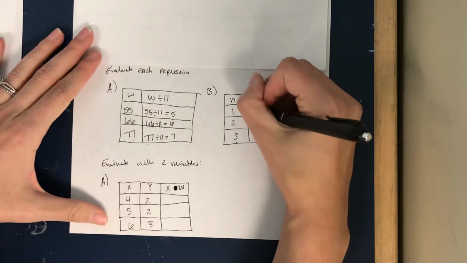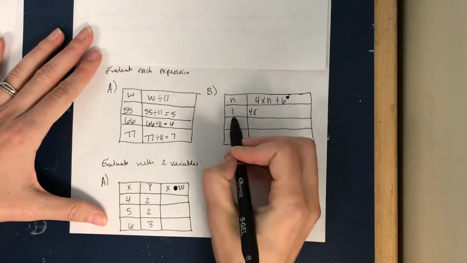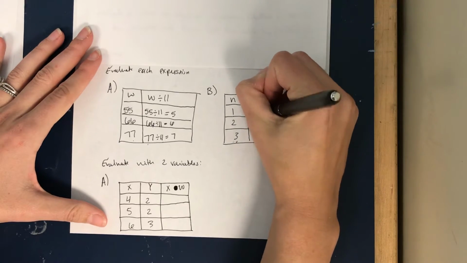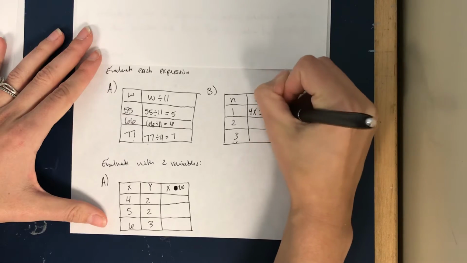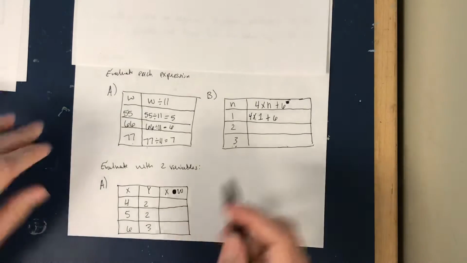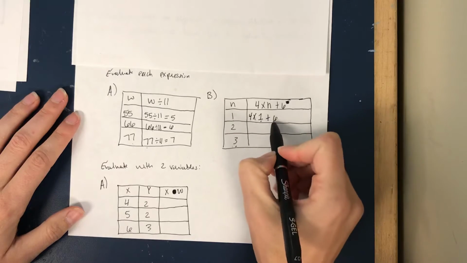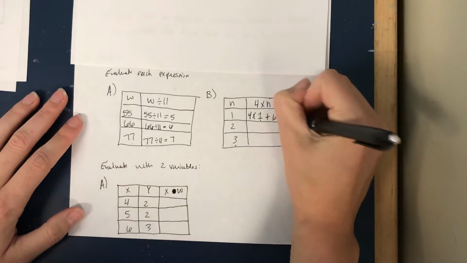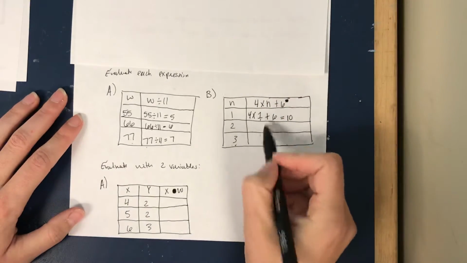I'm just going to say 4 times 1, and then I'm going to add 6. Now, according to order of operations, I have to do the higher order of operation first, so I need to multiply first. So 4 times 1 is 4, plus 6 is 10. I multiplied before I added.